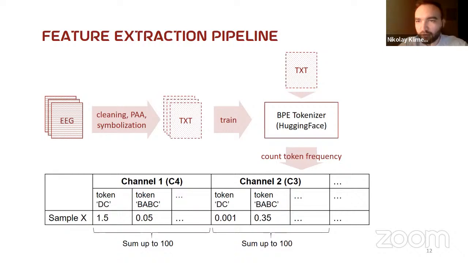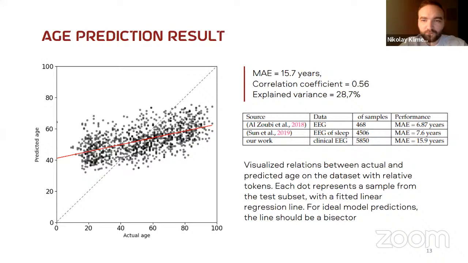So the number of features or columns in our final dataset that we are going to use for age prediction is going to be the number of channels, which is 20 in our case, multiplied by the number of tokens, the vocabulary size of the tokenizer. You can see an example of the scheme of the final dataset here on the same picture. And we train a random forest regressor on this dataset in order to predict age. We use random forest as the simplest model that can capture nonlinear dependencies in the data. Here is the result.